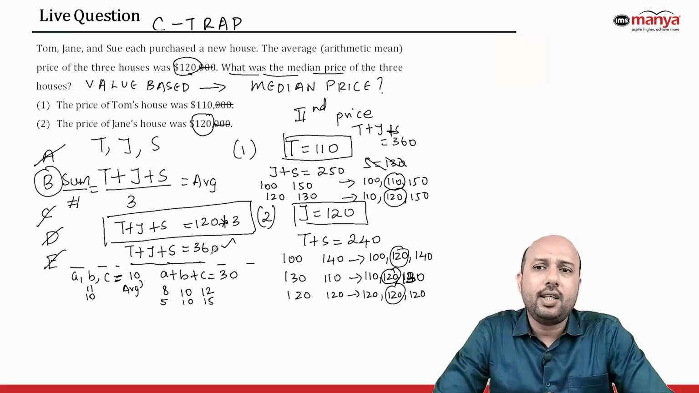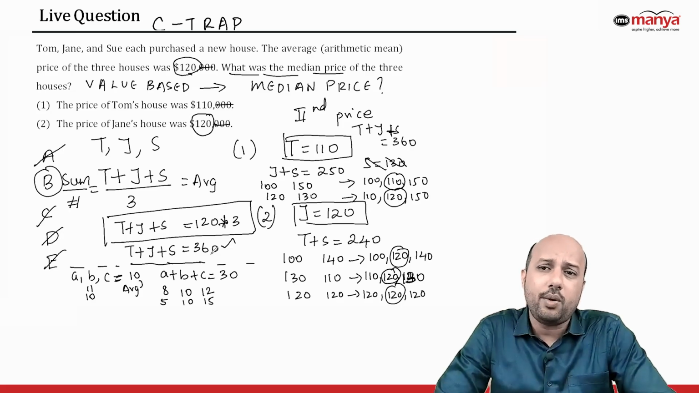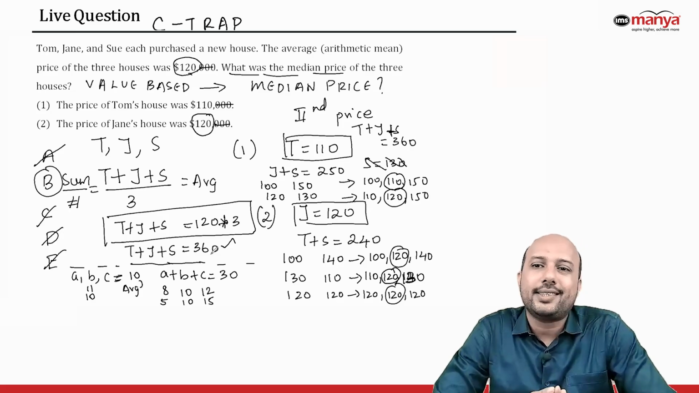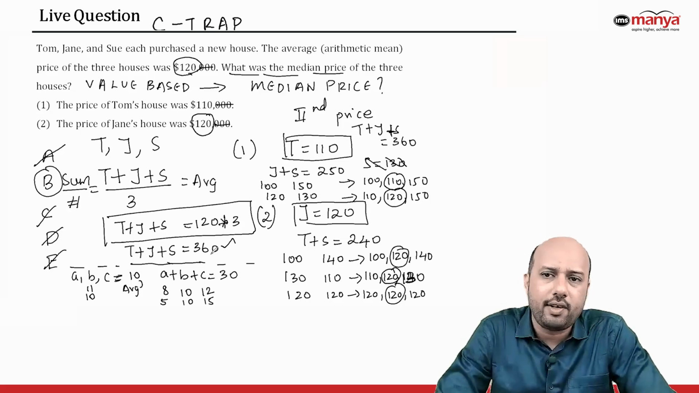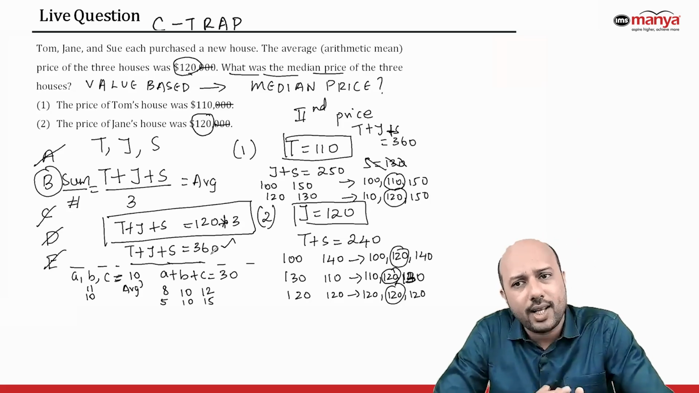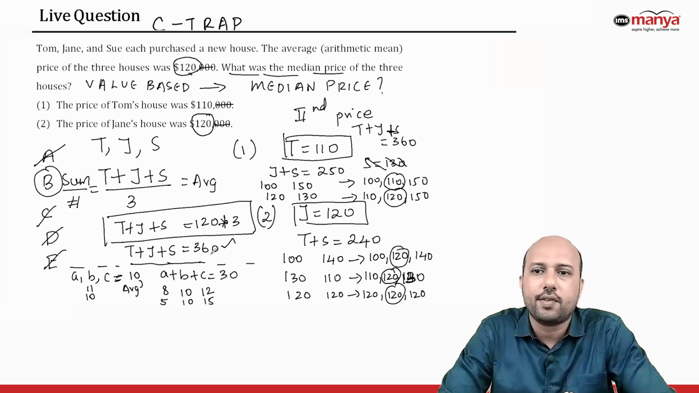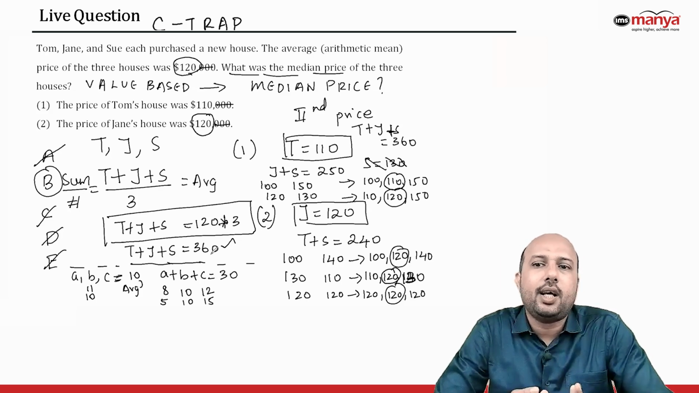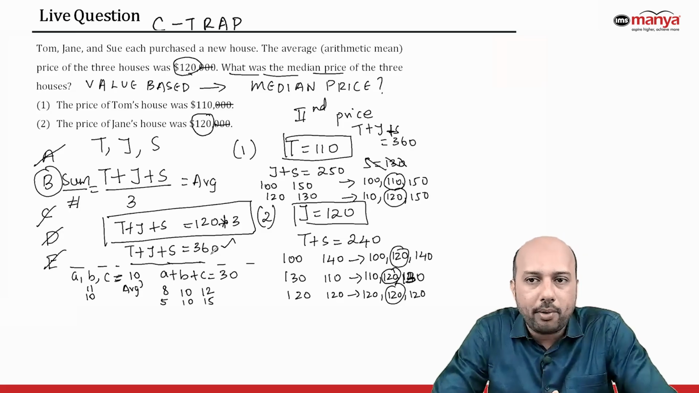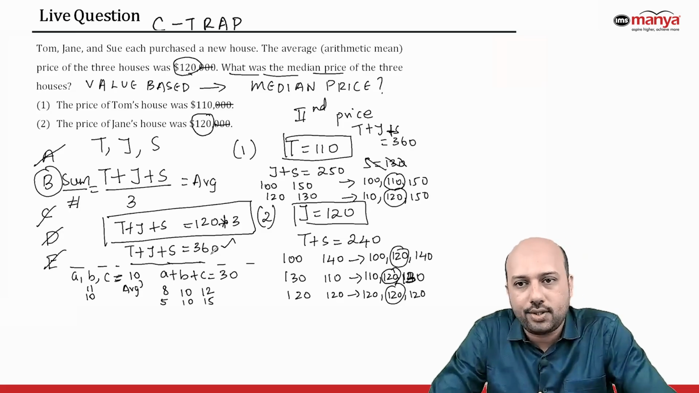To avoid C traps specifically, evaluate individual statements in such a way that you're clear that the statement gives you two different answers. If it is a value-based question, it gives you two different values. If it is a yes or no data sufficiency question, it gives you a yes answer and a no answer for different values. If the same statement gives both yes and no, then it is obviously not sufficient. Be clear, and don't randomly conclude that individually they are insufficient. If you do that process correctly, you will not fall for this trap.